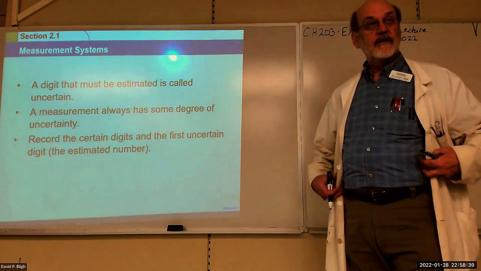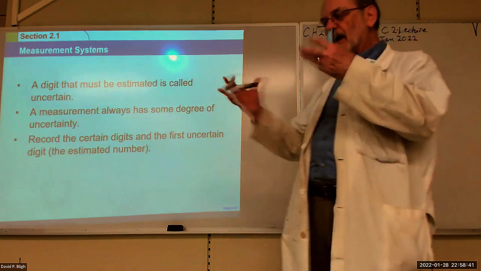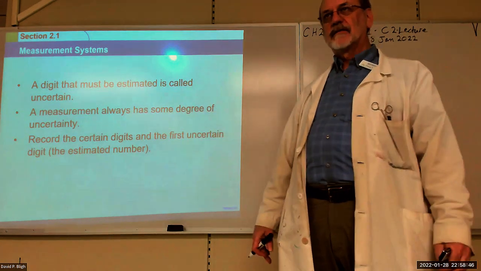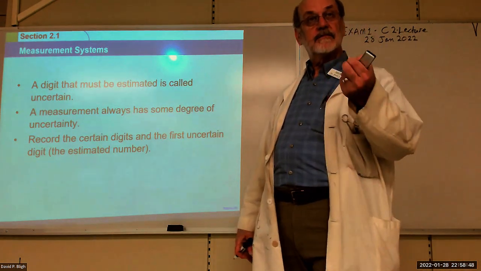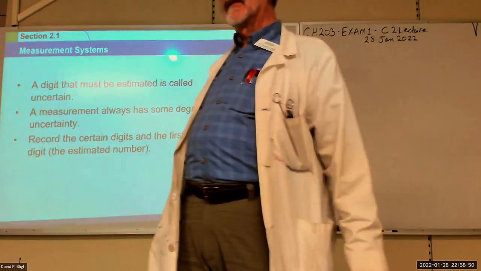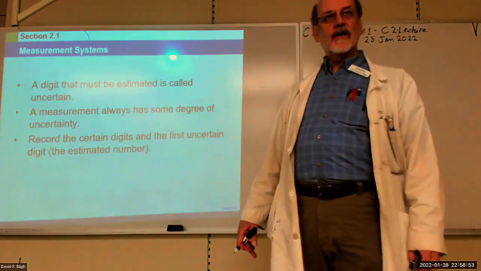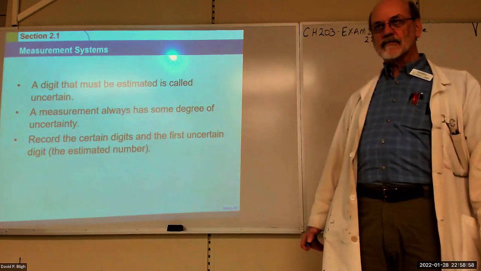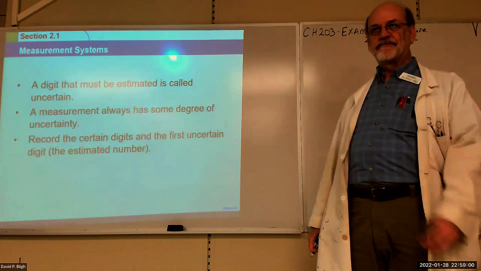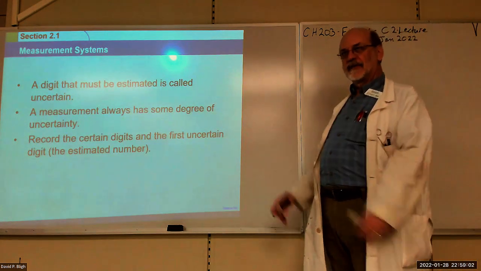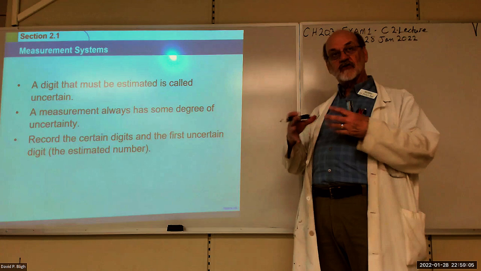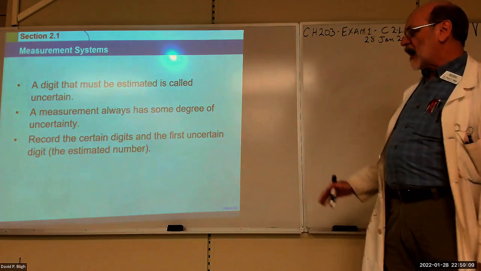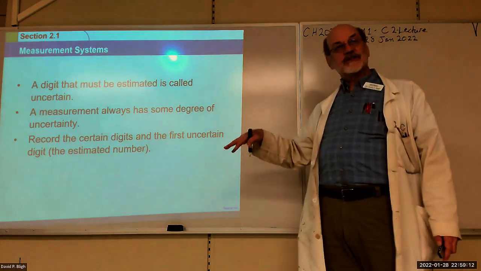And to prove that to yourself, all you have to do is take something and ask 5 people to measure it. And they can use the same stick, meter stick, to measure it. And it's rare that any two of them will come out with the same answer. There's always uncertainty in measurement. So what we're trying to do is deal with it. How do you get a handle on it and control it? Okay, so we have this concept of certain versus uncertain digits in a number.